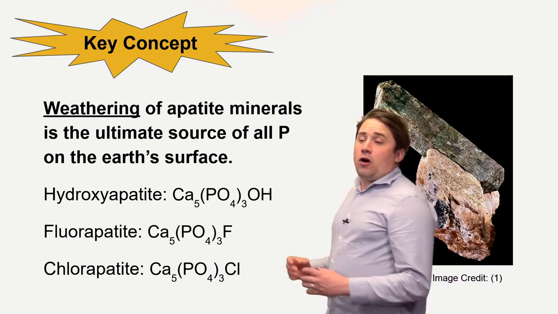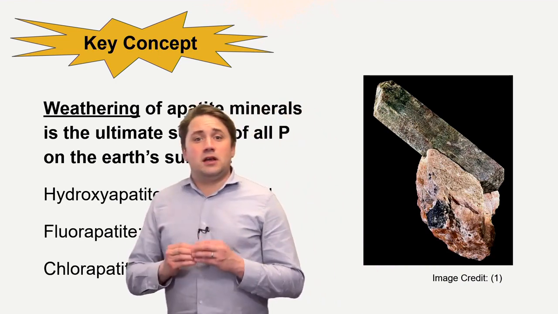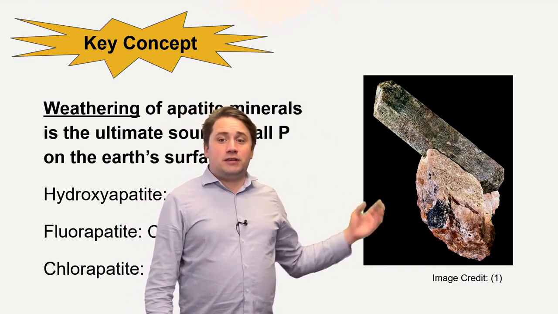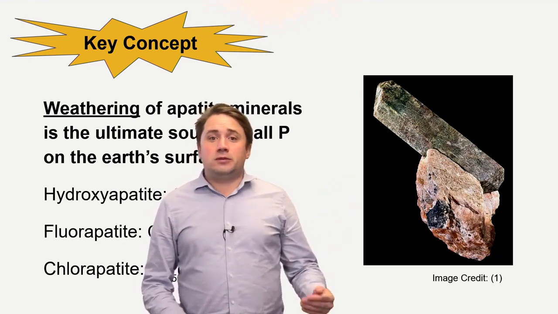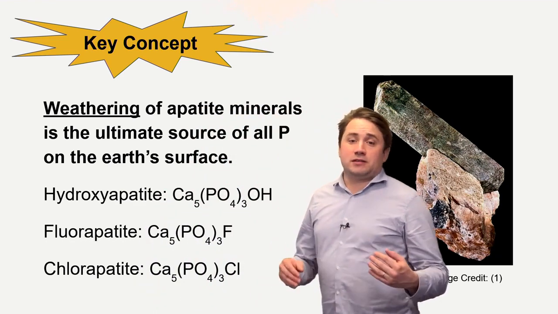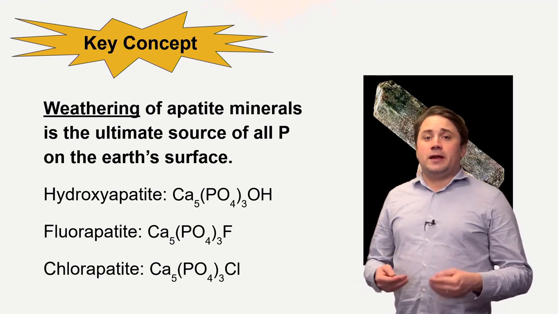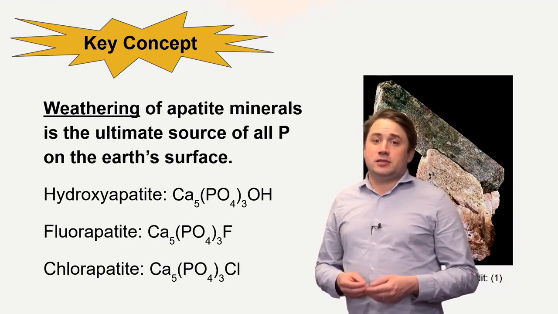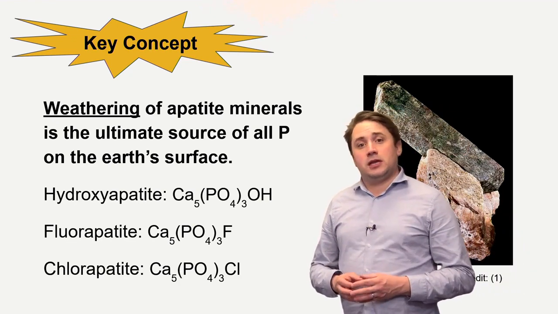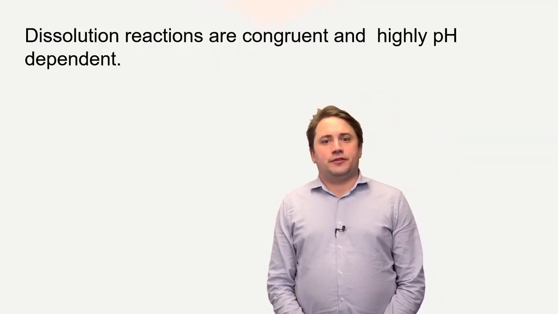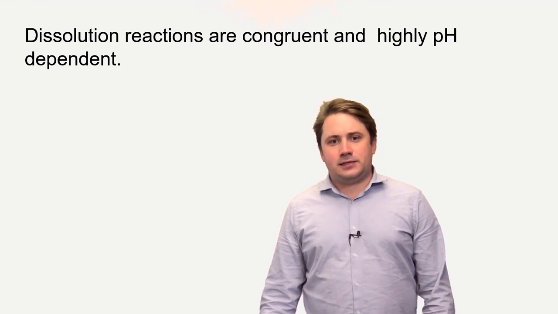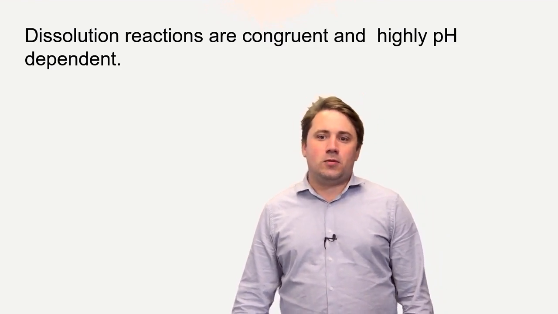And so all phosphorus ultimately comes from the earth, and it's the weathering of these phosphorus-bearing minerals, such as this chlorapatite shown here, that ultimately results in there being phosphorus available in solution for plants and microbes and other organisms to take up and use in their stoichiometry. So let's consider the dissolution of apatite for a second. Let's consider hydroxyapatite as an example.